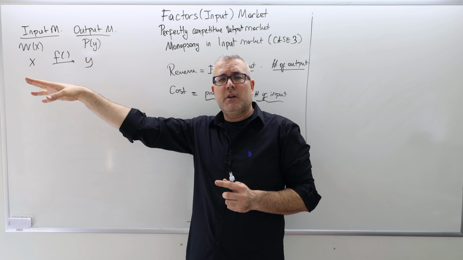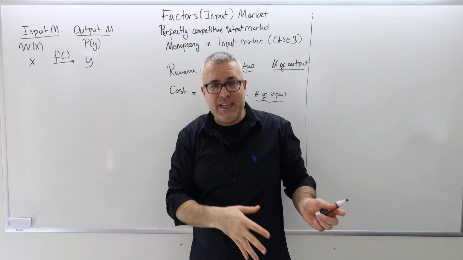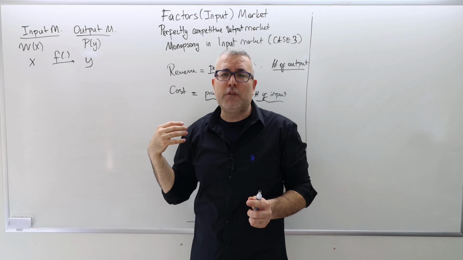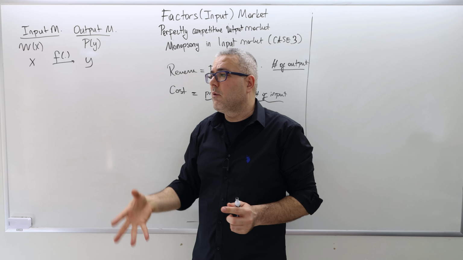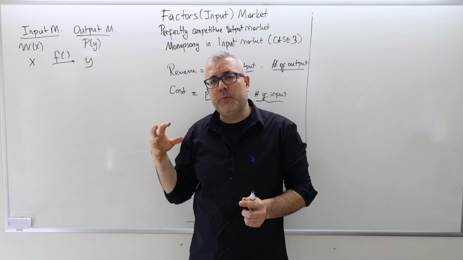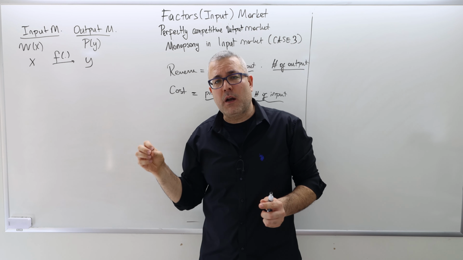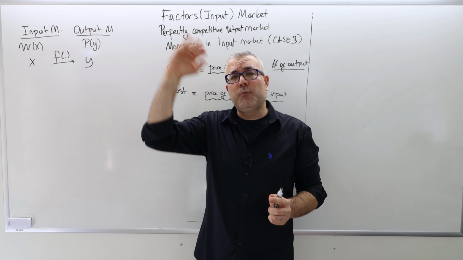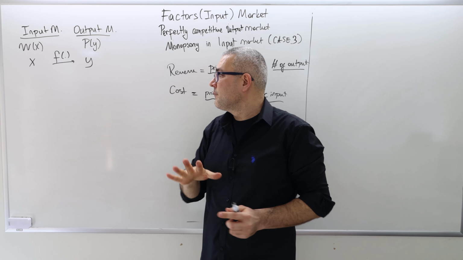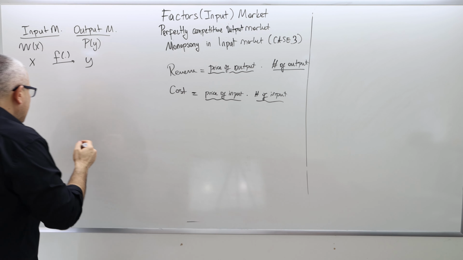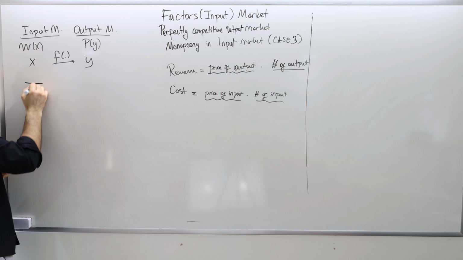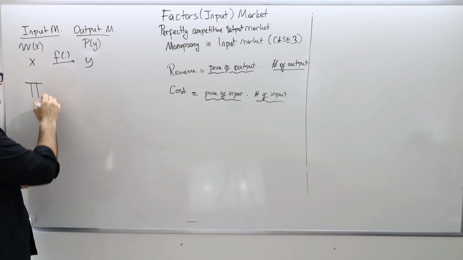But in the output market, there are many sellers selling exactly the same product, and our firm is just one of them. So in the output market, the firm is going to take the output price as fixed, and in the labor market, it's going to face an upward sloping supply curve. All right, so that means the revenue of the firm, the monopsonist, is going to be different.